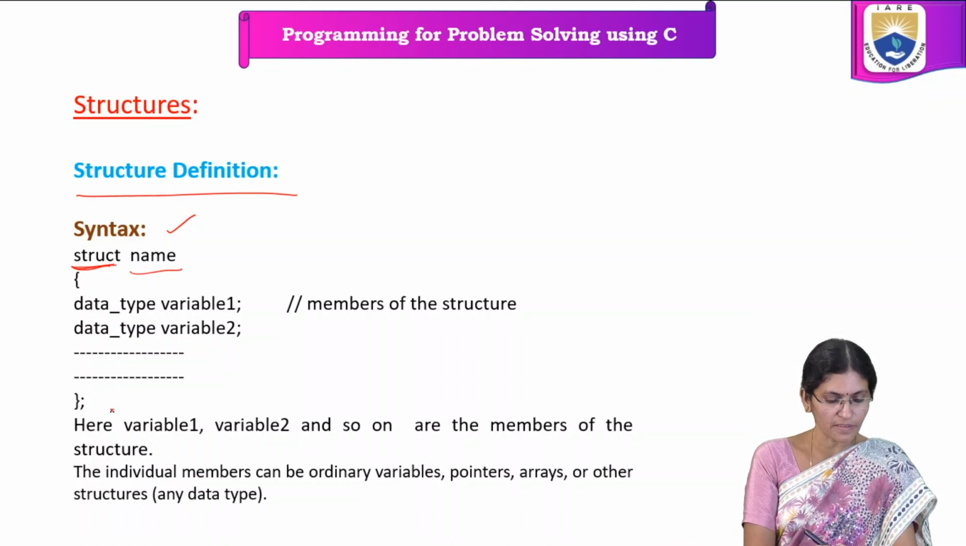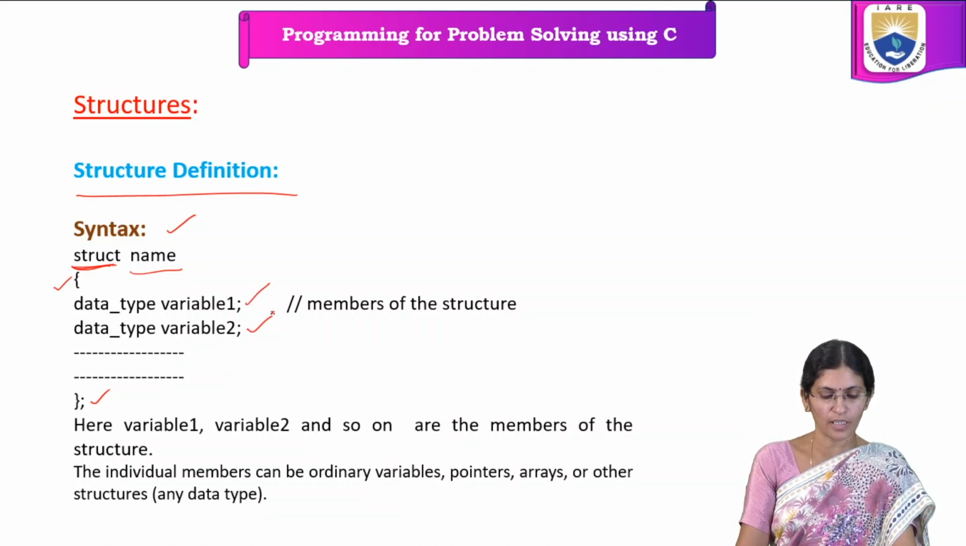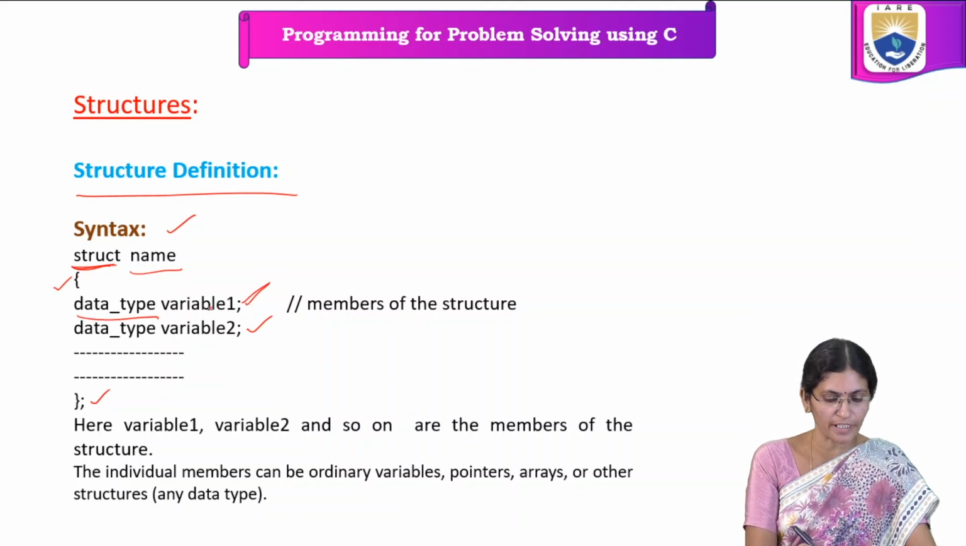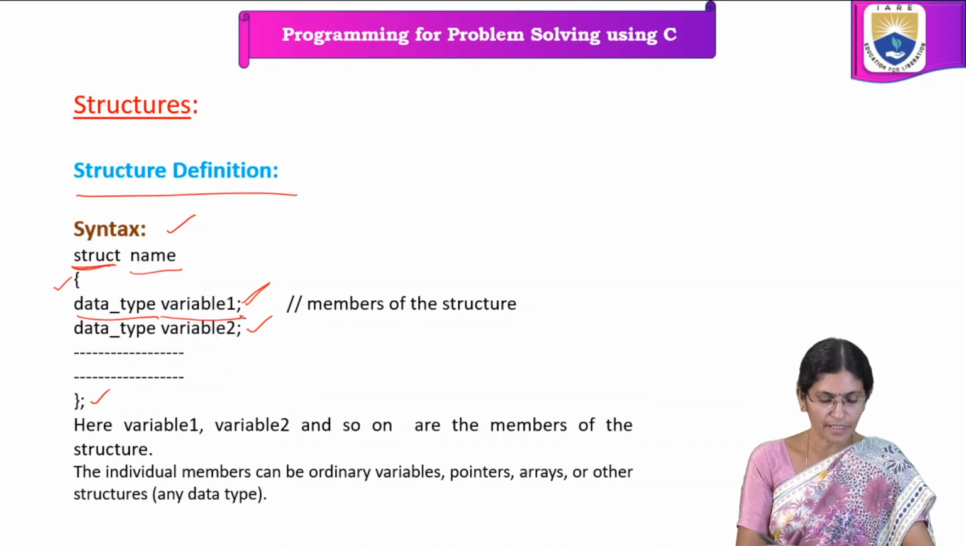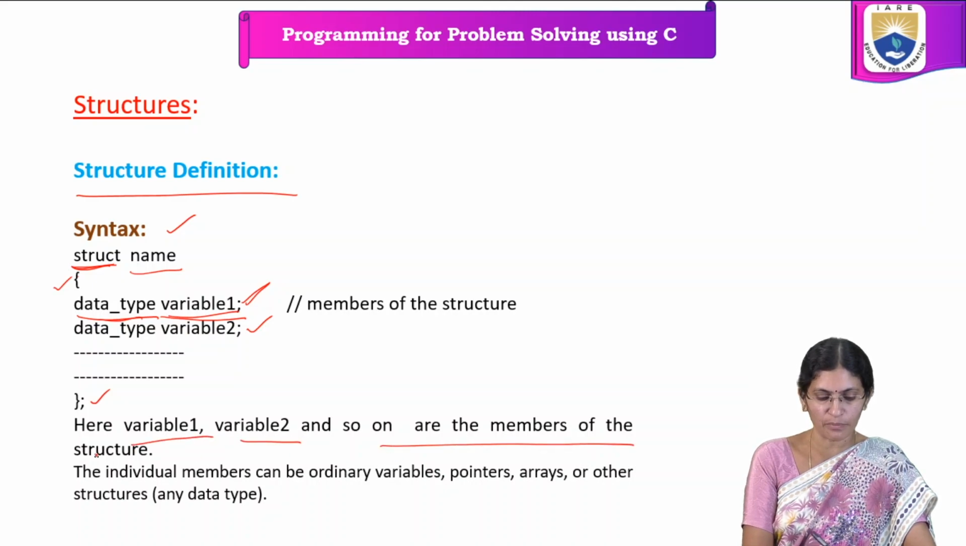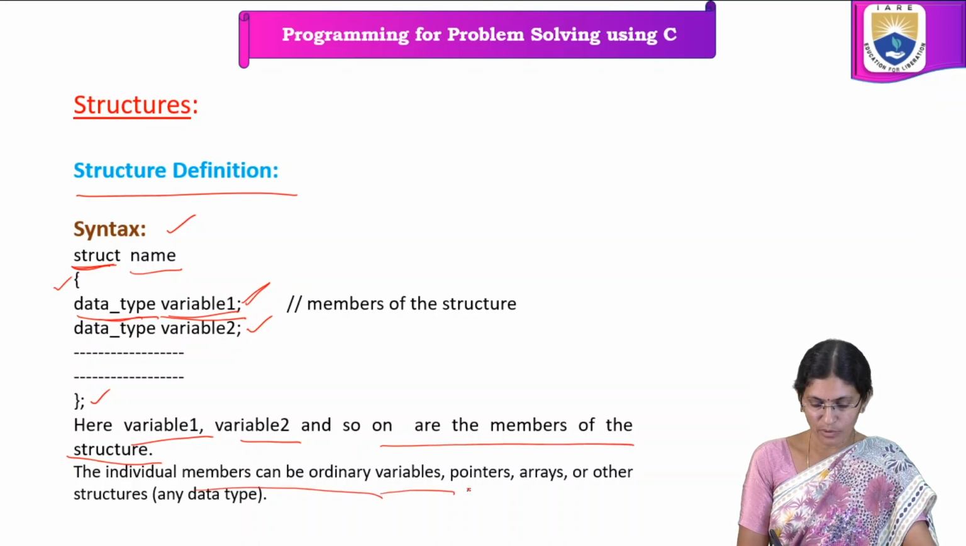Then inside the curly braces, this is the start of the curly brackets and this is the end of the curly brackets, followed by a semicolon. And inside these curly braces we need to mention the members of the structure. So these are called members of the structure, and each member of the structure has a corresponding data type and then the name along with the data type. So here variable 1, variable 2 and so on, these are members of the structure. So individual members can be ordinary variables, pointers, arrays or any other structures.